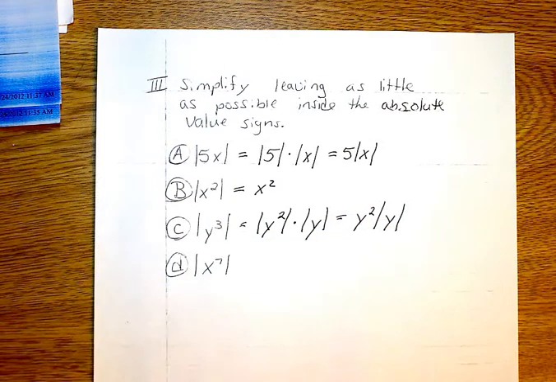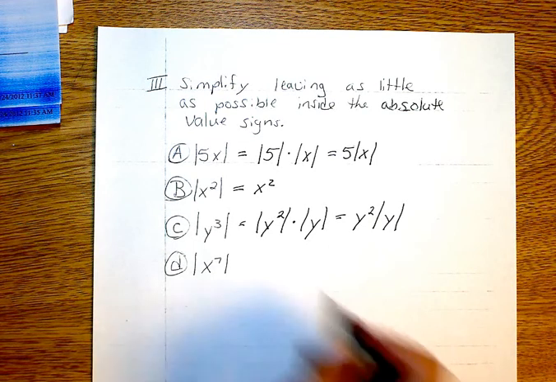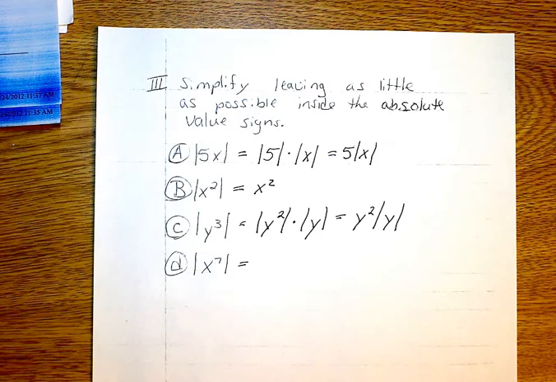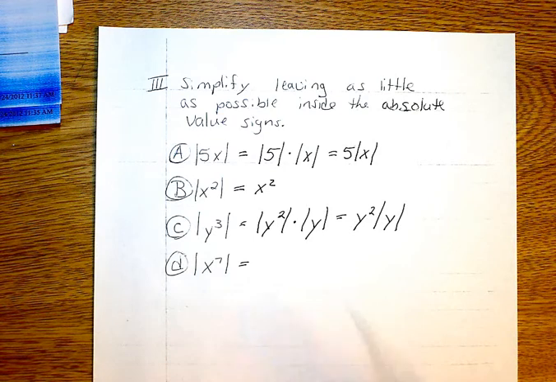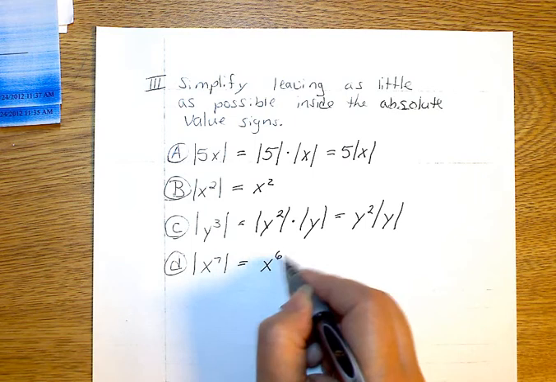I want you guys to try D, and that's the last one, so you try D. All right, how many x's can we take out? 6. So it's going to be x to the 6th times the absolute value of x.